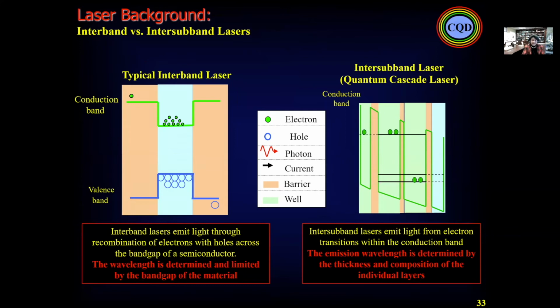There are two ways that we can do it. We can do that with the interband, using the electron and hole at the same time. So that is nice, as I explained to you. But when we go to the infrared, unfortunately, this energy gap becomes very small, near the KT, so we cannot make a reliable device.